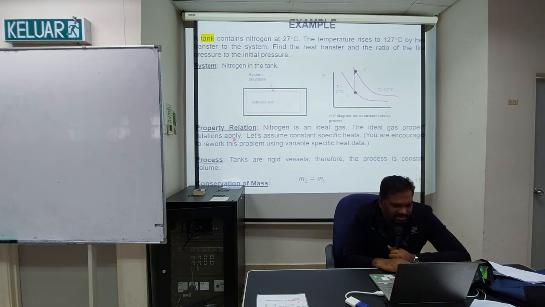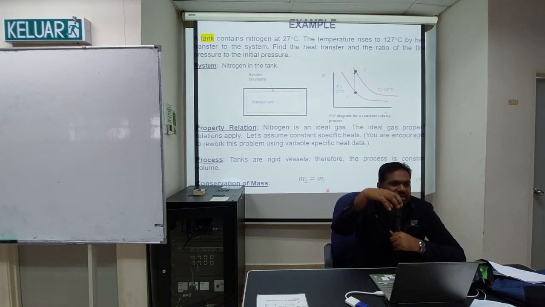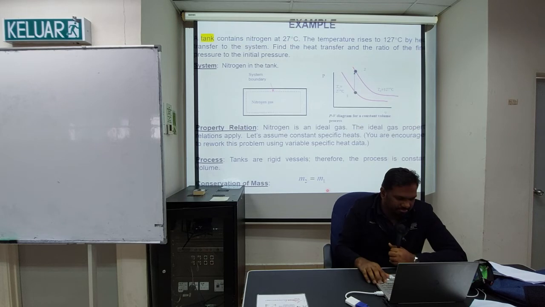Then the property relation. Nitrogen is an ideal gas, then you can use the ideal gas equation, PV equals RT. You can use that. Then the process: tanks are rigid vessels, therefore the process is a constant volume. This we already know. The conservation of mass: M2 equals M1, because the mass entering and the mass going out is the same. Actually no mass is coming in. So the mass inside the tank is always the same.